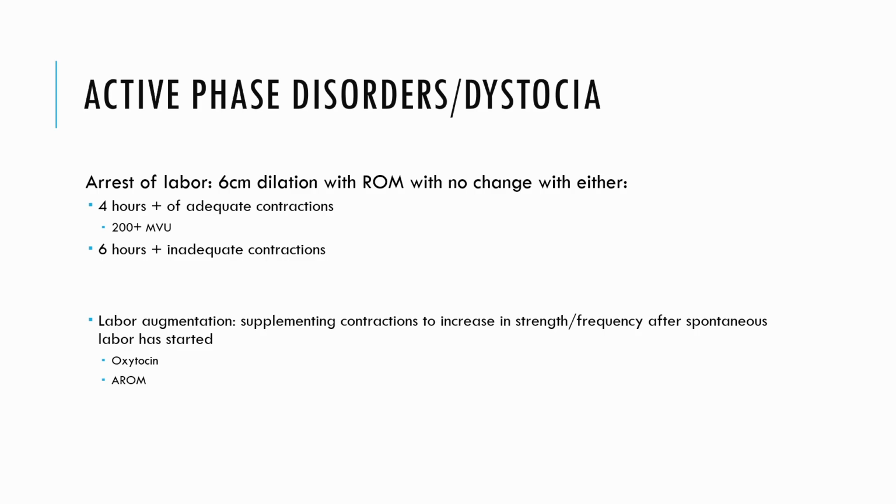If this is the case, we can do something called labor augmentation. This is where we augment, so we enhance the labor that's already started by supplementing the contractions to increase their strength and frequency after spontaneous labor has started. We can do this with the use of oxytocin or by rupturing the membranes, okay, breaking her water.